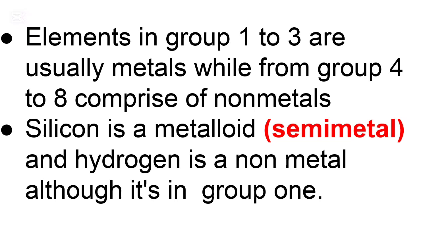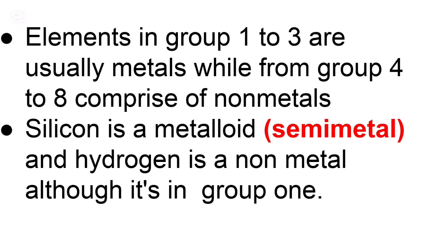Now elements in group 1 to 3 are usually metals, while from group 4 all the way to group 8 comprise non-metals. So that is something also to note. Note also that silicon is a metalloid. It's a semi-metal. And hydrogen is a non-metal, although it is in group 1. So silicon is in group 4, and it's important for us to note that it's a semi-metal. Semi-metals are called metalloids. Hydrogen is a gas, though it is in group 1.